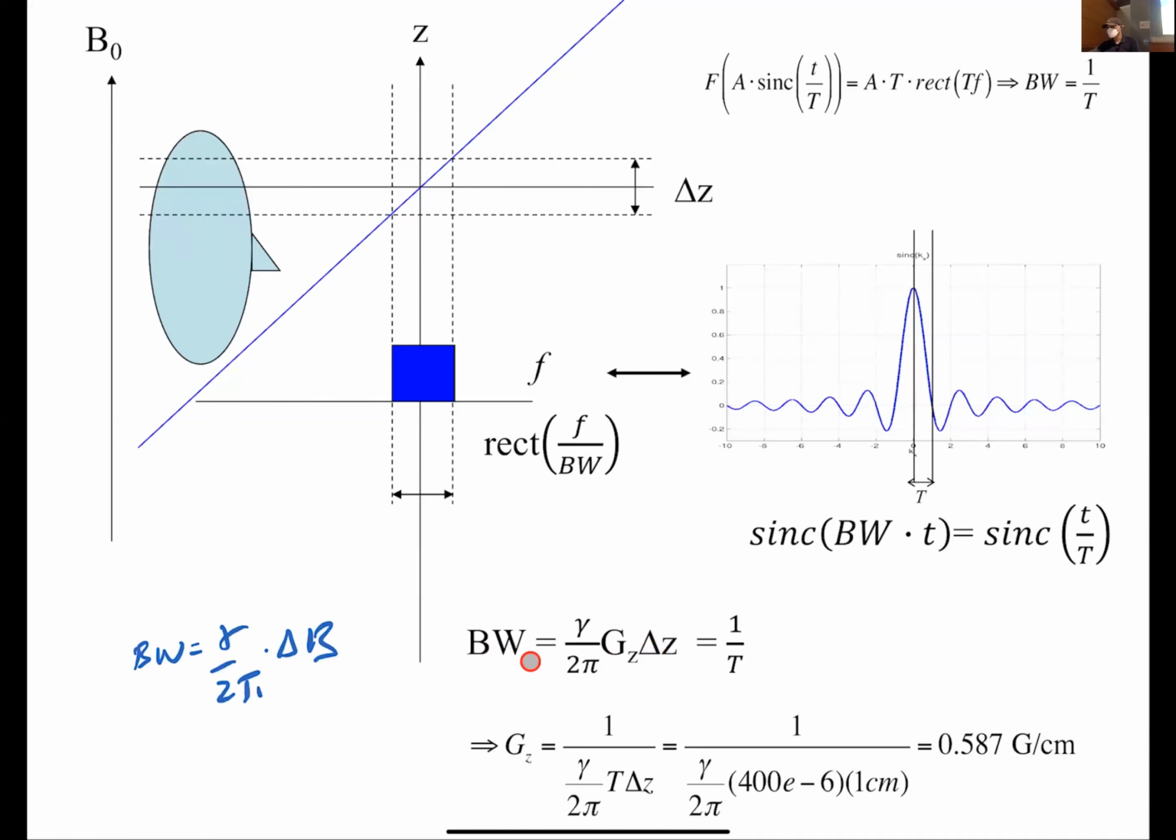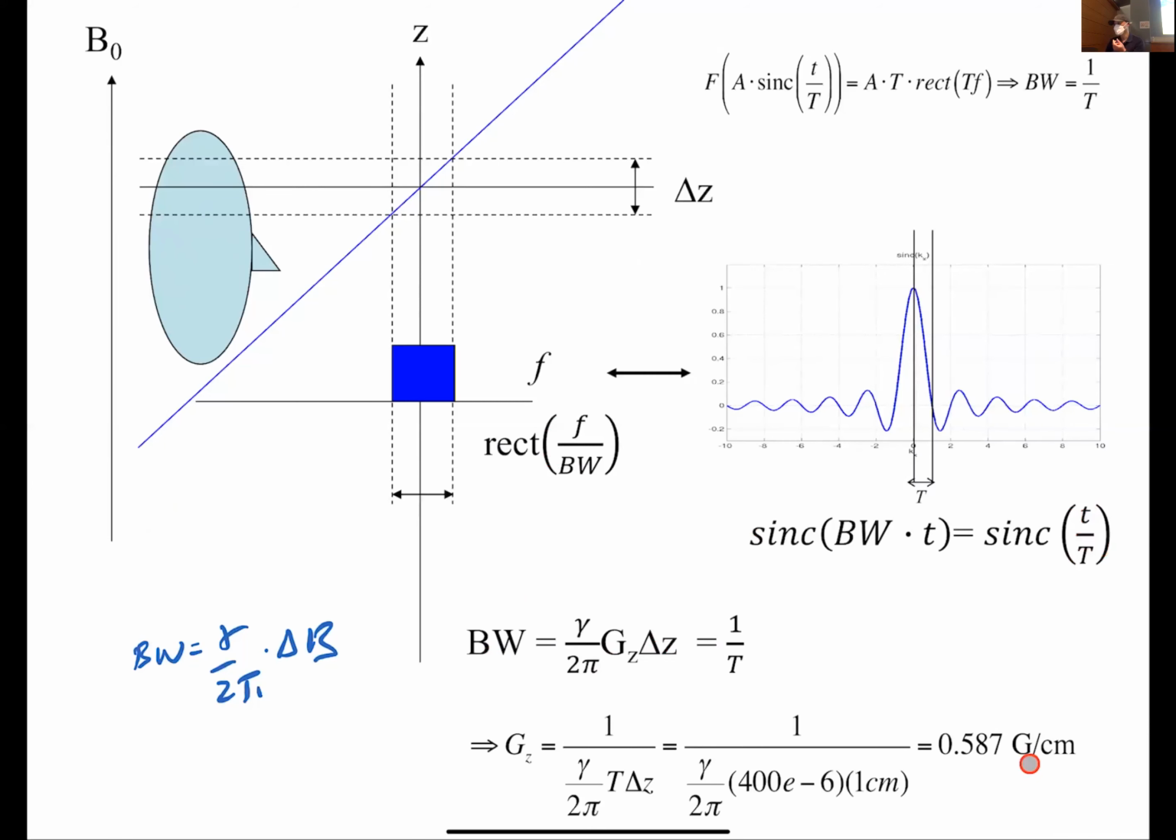If I have a rect of f over BW, it will transform into sinc of BW times t, ignoring leading scaling factors. And that can be written as sinc of t over T. So whenever you see sinc of t over T, this is just 1 over the bandwidth of the pulse. Okay. So I know the bandwidth is equal to 1 over T. And so therefore I can solve. I know T, I know delta Z, so I can just solve for Gz. And in this case, I get 0.587 Gauss per second.